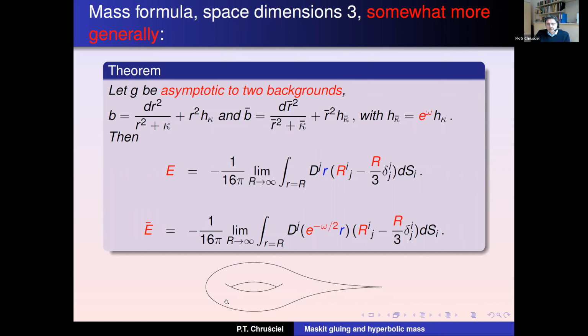A punctured torus is a torus where you put a hyperbolic metric on it. Of course, for topological reasons, you cannot make it smoothly, but you can take a conformal factor which blows up at one point. And the result is a geometry which looks like that.